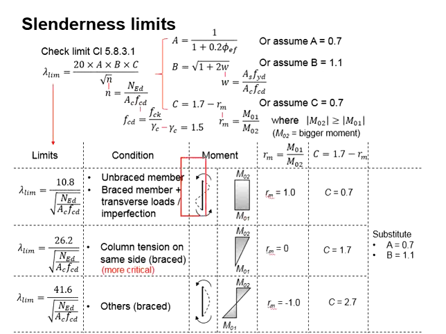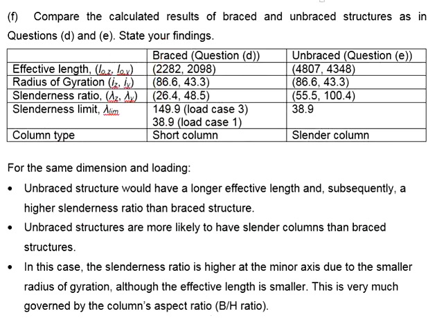This goes back to the response of the column. Unbraced structures normally will end up with these equations. As for the braced structures, you can have either of these three equations as your slenderness limit, subjected to the response of the column. The most critical state it will be this equation. That means the unbraced structures is more likely to have the slender column, especially when the slenderness limit is relatively small.